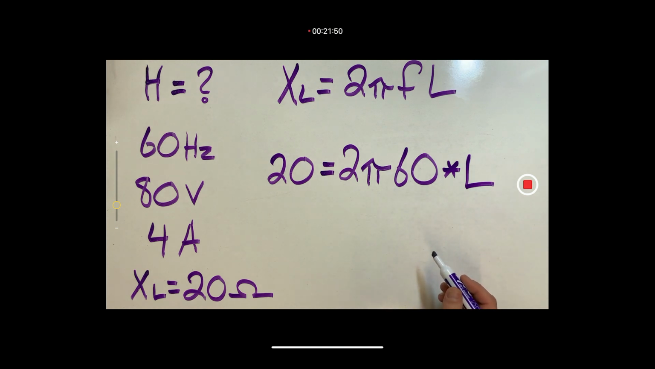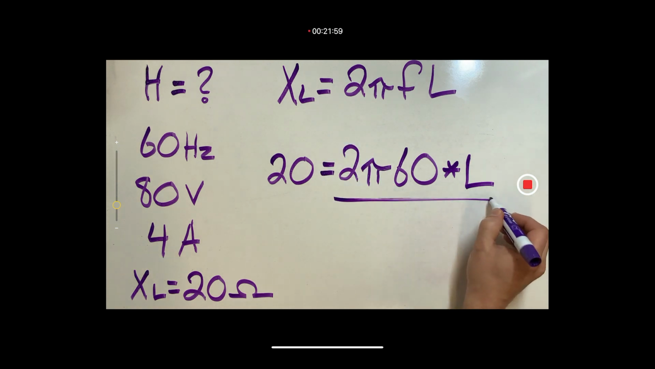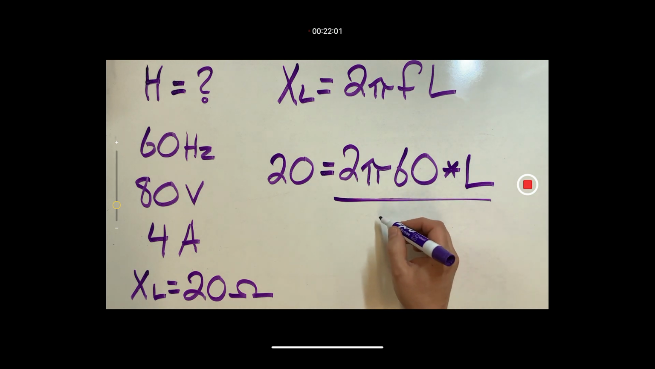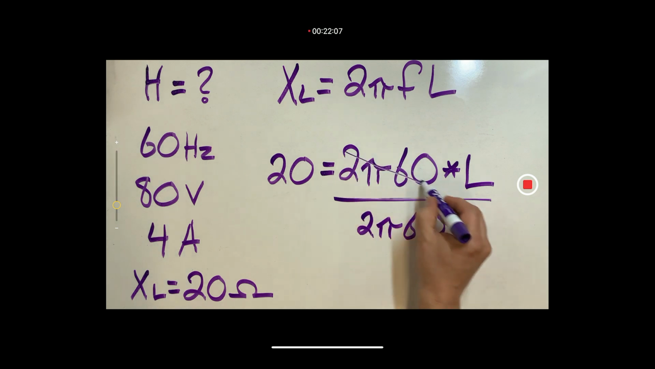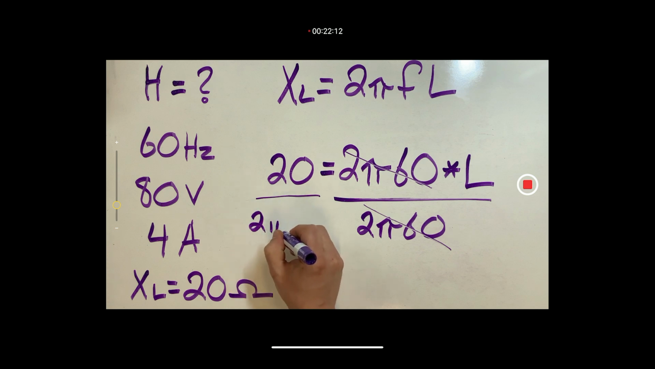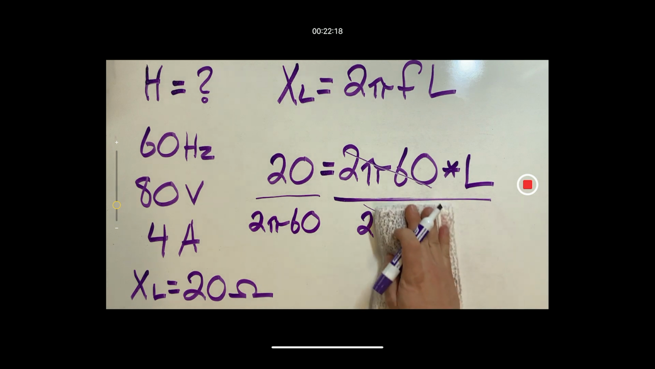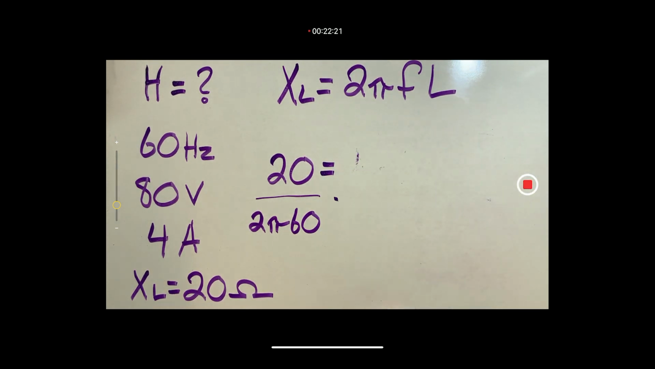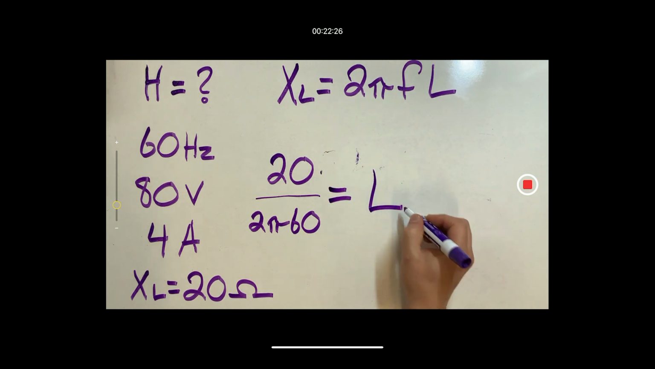We can apply a little bit of algebra real quick to figure out the solution. On this side of the equation, if I divide the whole thing by 2 pi 60, that's going to cancel this out. We have to do the same over here. And since that's canceled out, this is going to equal our inductance in henries.